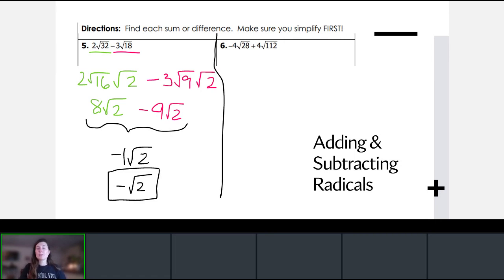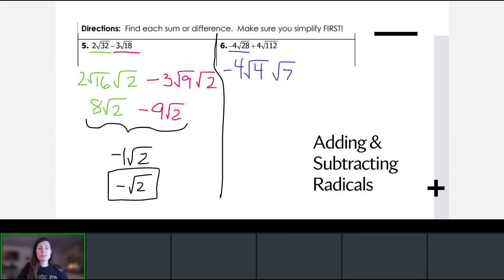In problem number 6, we have a very similar type of situation here. So let's go ahead and break down both of these. We have a root 28 and we have a root 112. If you need to do this, go ahead and pause now and see how you do, and then you can check your answer. I will work through here. So negative 4 root 28. The square root of 28 can be broken down as root 4 root 7.